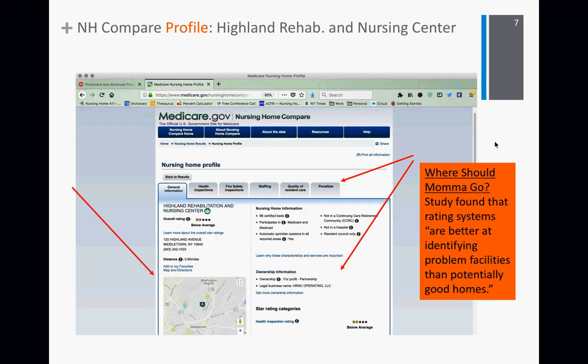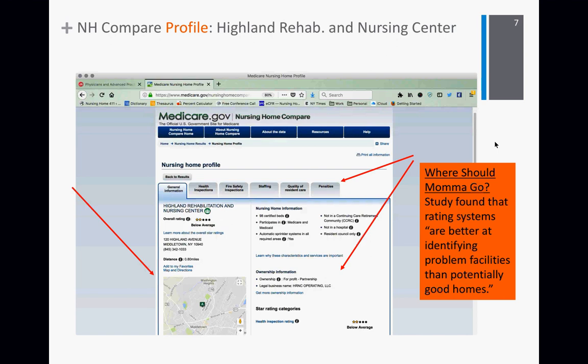On the right-hand side, just before I continue, you can see I put an orange box, "Where should Mama go?" This was a study that was done, I think it was about 10 years ago now, and what the study found was that rating systems, such as this one, are much better at identifying problem facilities than potentially good homes. What does that mean? That means that if you have a 1-star facility or a 2-star facility, there is a high likelihood that there are some problems there. On the other hand, if you have a 4-star facility or a 5-star facility, that does not necessarily mean that there's going to be good care or that it's going to be a safe place for a resident to live and to get care.